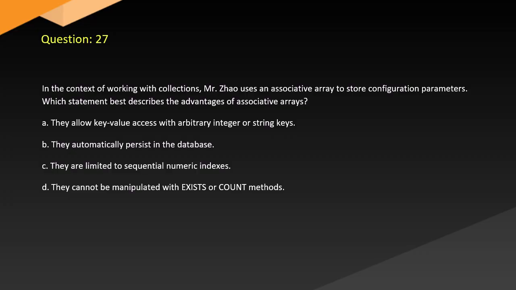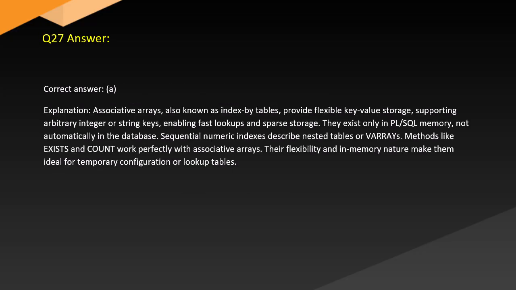Question 27. In the context of working with collections, Istijao uses an associative array to store configuration parameters. Which statement best describes the advantages of associative arrays? A. They allow key-value access with arbitrary integer or string keys. B. They automatically persist in the database. C. They are limited to sequential numeric indexes. D. They cannot be manipulated with EXISTS or COUNT methods. Answer. Correct answer: A.